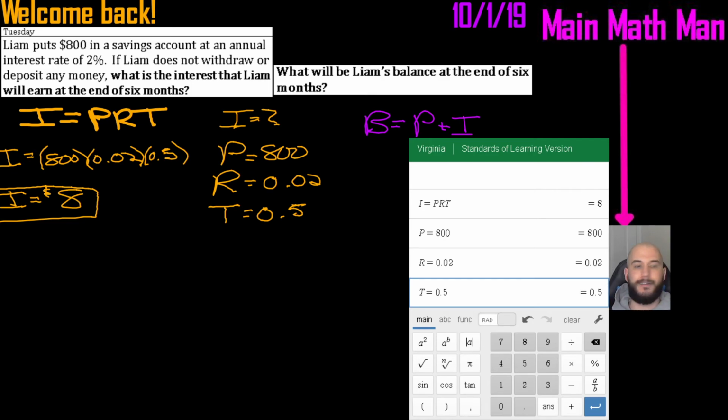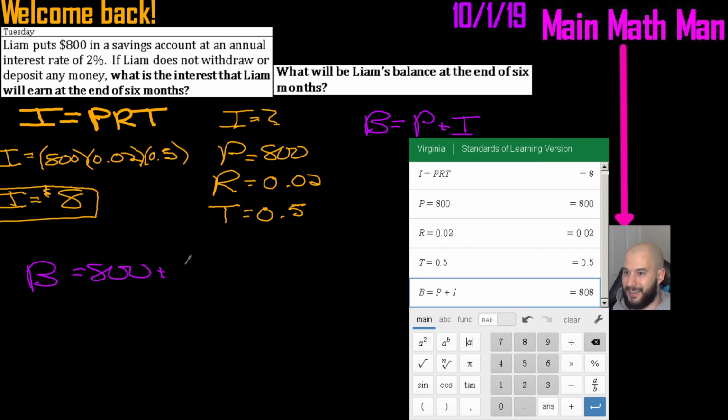I have my balance, and I'm going to type it in here as well. My balance is equal to P, my principal, plus my interest. And very simply, you have it for you. This is all we did on the page here: our balance is equal to that 800, which is what we started with, plus that $8 in interest, which is $808.